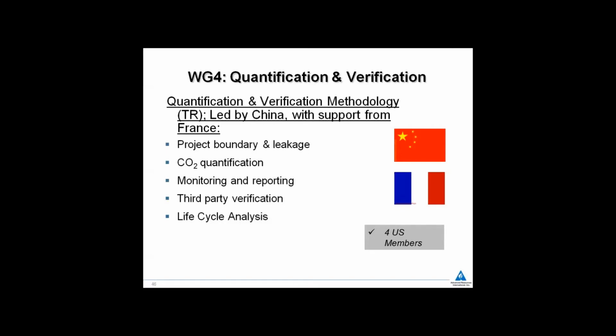Working Group 4 is quantification and verification. It is led by the Chinese with support from the French. They tend to focus on project boundary and leakage, not dissimilar to what Working Group 2 is trying to draw, a boundary over where the standards work will begin and end. Working Group 4 is trying to decide where the monitoring will begin and end relative to different working groups. They're looking at third-party verification and life cycle analysis. This Working Group 4 has significant international interest because this group will be the entity that has to interact most with the CDMs. How will ISO TC 265 be applicable to use in a cap and trade or a monetization system for carbon in the outside world? And presently there are 4 U.S. members that participate in that working group.